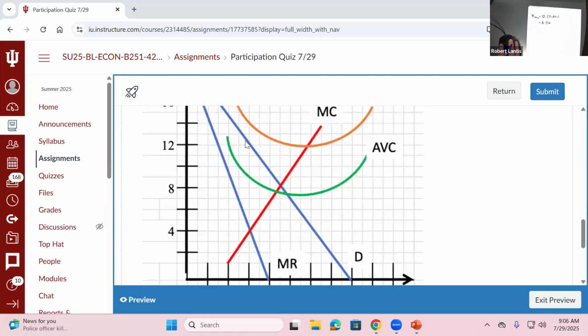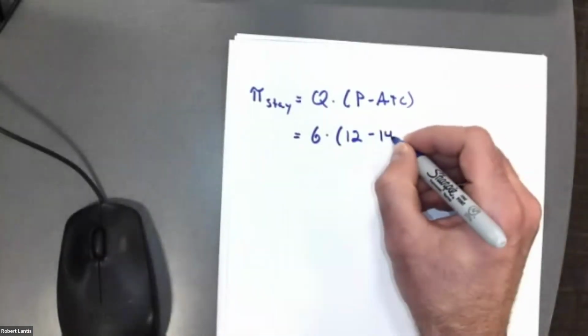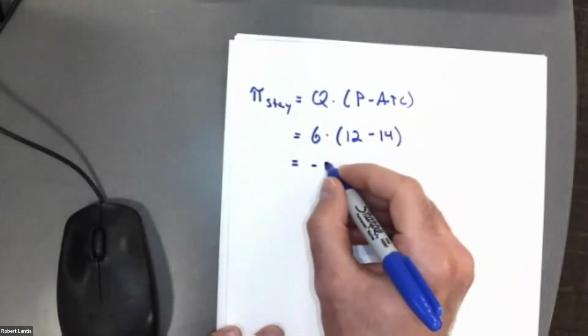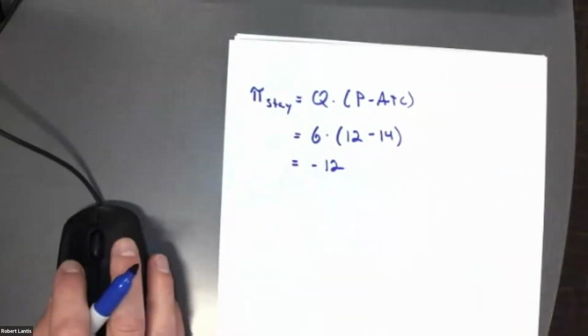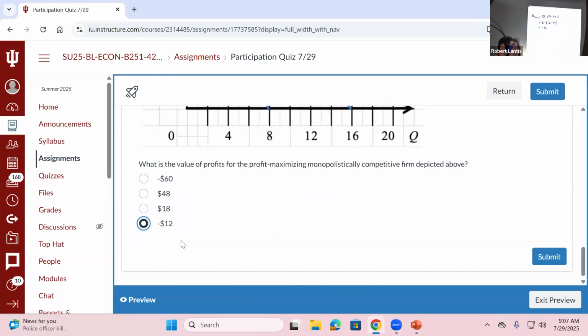So if we went up to the demand curve, yeah, price was 12, but my average total cost at that quantity was 14. So my profits here would actually be what? Negative 12, if I'm doing the math in my head correctly. All right, so they should stay open and their profits would be negative 12.